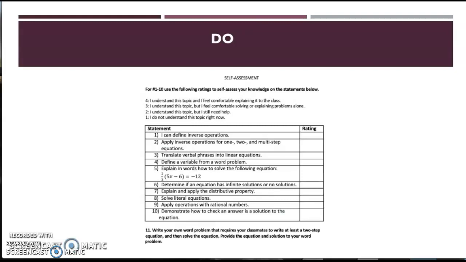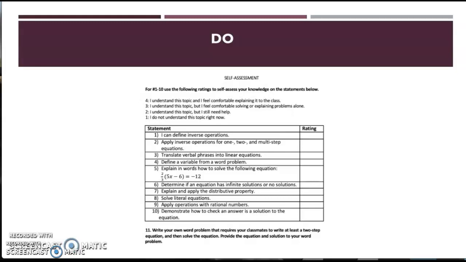And while I was creating this assessment, I wanted to focus on the different areas of difficulty throughout the unit, such as inverse operations for one-step, two-step, or multi-step equations, students being able to write their own linear equations given a word problem or a verbal phrase, students being able to identify variables from a verbal phrase, students being able to explain how the inverse operations work for one, two, or multi-step equations, understand when special cases arise, such as infinite solutions or no solutions, understand the distributive property, which is a prior skill the students have learned, and rewrite equations for various variables.